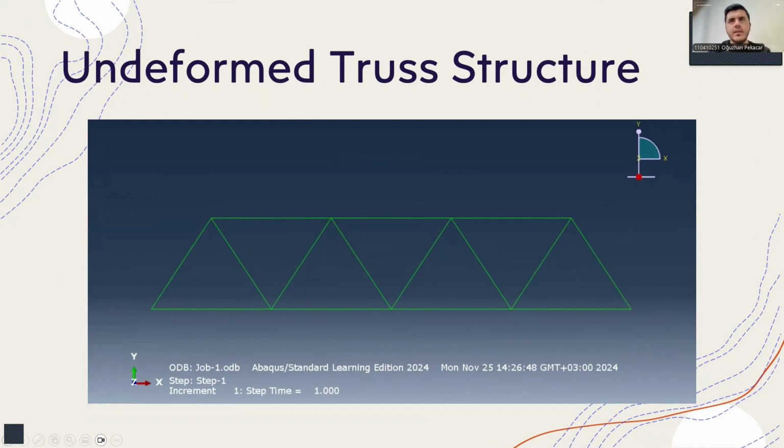The image displays an undeformed truss structure modeled in Abaqus. A truss structure is a structural design that supports loads through interconnected triangular elements. The green lines represent the structural members. Also, it's a 2D coordinate system, X and Y.